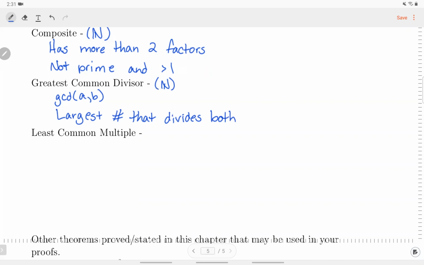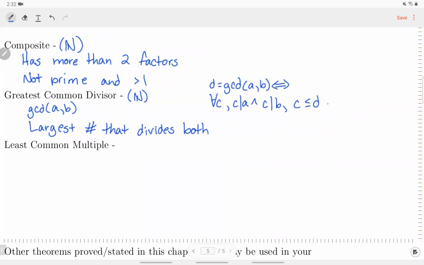You can say D equals the GCD of A and B if and only if D divides A and D divides B, and for every C such that C divides A and C divides B, C is less than or equal to D. Okay, so D divides both A and B, and anything else that divides both is smaller than it or equal. That would be a symbols way of saying it, but it's the largest thing that divides both.